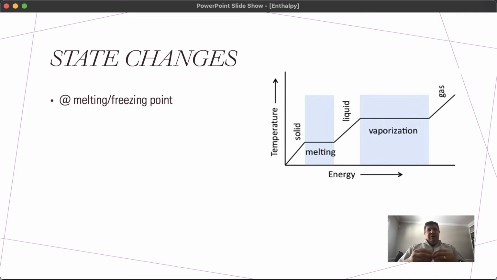So at the melting or freezing point temperature, we call that amount of enthalpy to induce the state change the enthalpy of fusion, also called the heat of fusion. Again, the terms enthalpy and heat are often used interchangeably. So the flat part of this curve, where it says melting, is the time during which the substance is absorbing, in this case, the heat of fusion.